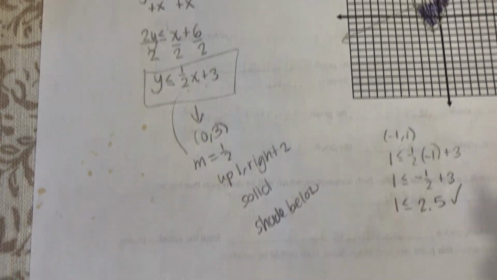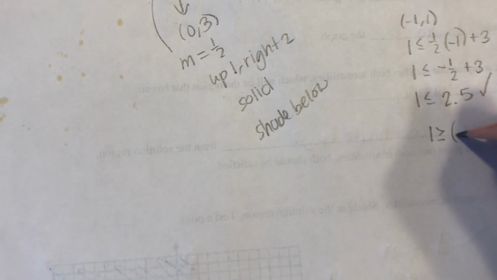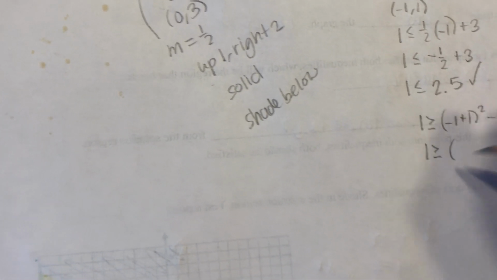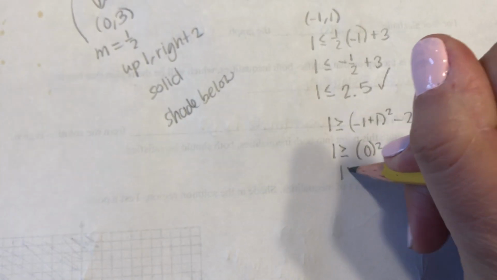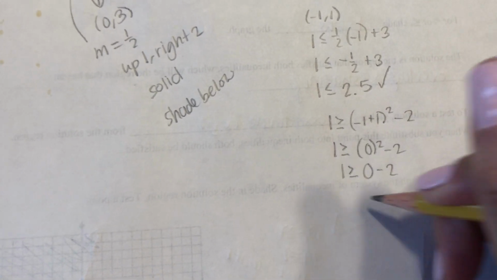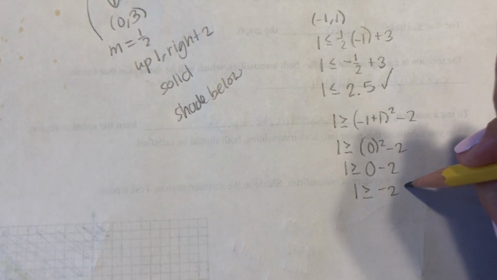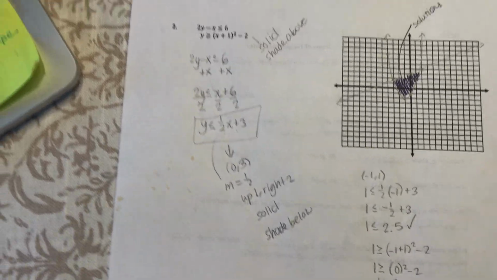Definitely is. And then I'm going to plug into the other one as well because it has to work for both. So 1 is greater than or equal to (-1 plus 1) squared minus 2. -1 plus 1 is 0. 0 squared is 0. And 0 minus 2 is -2. Is 1 bigger than or equal to -2? It sure is. So I know I got the right solution region because the point that I tested that was in there worked. So that's basically it for these.